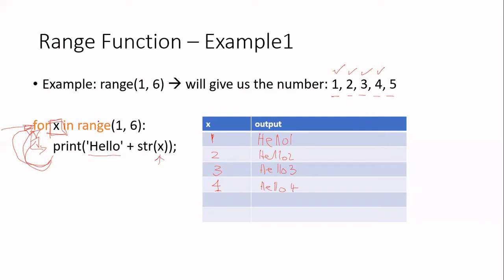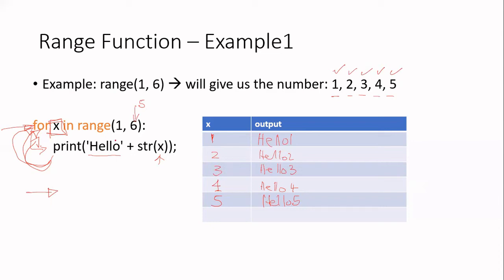Go back up, and x now takes on the value 5. Come into the loop, and it's going to print hello, and the x value, which is 5. When we go back up, remember it stopped 1 less than 6, which was 5. There are no more numbers thereafter. So the for loop stops. We come out of the for loop, and there are no more statements to execute.